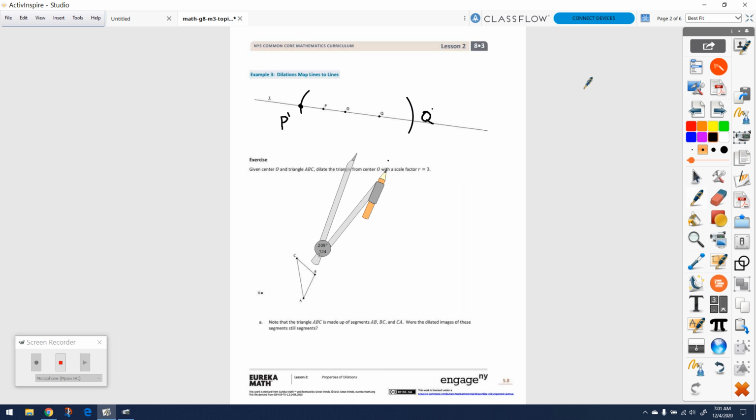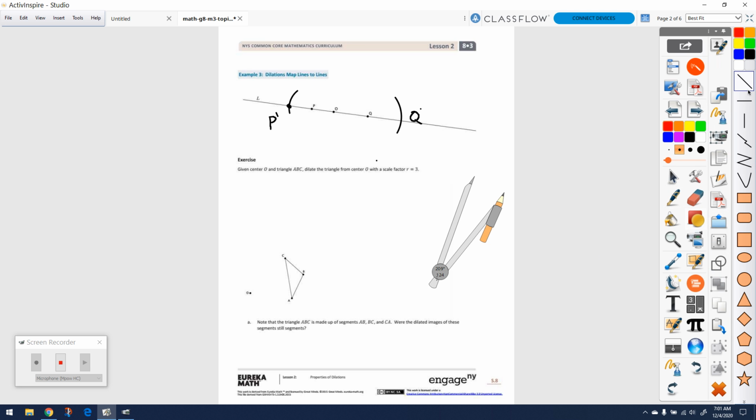All right, let's look at the next one. On this next one, it says, given center O and triangle ABC, dilate the triangle from center O with a scale of 3. Now, let's go ahead and draw our lines, starting from our point O, going through C. Then I'm going to draw from point O, going through B, and then O going through A.